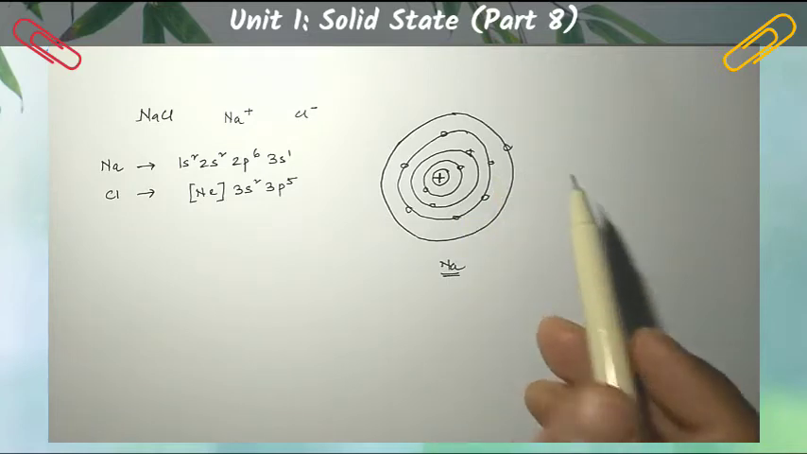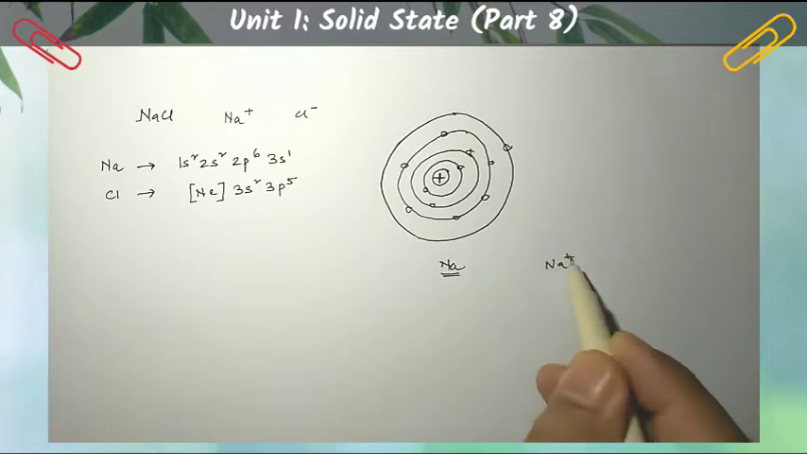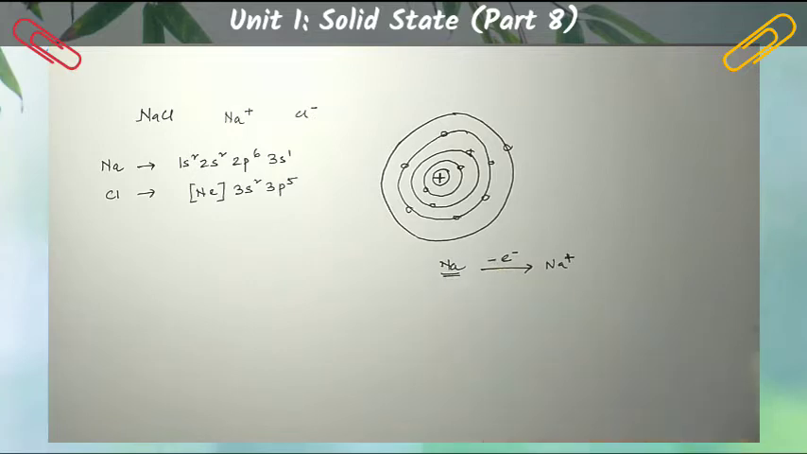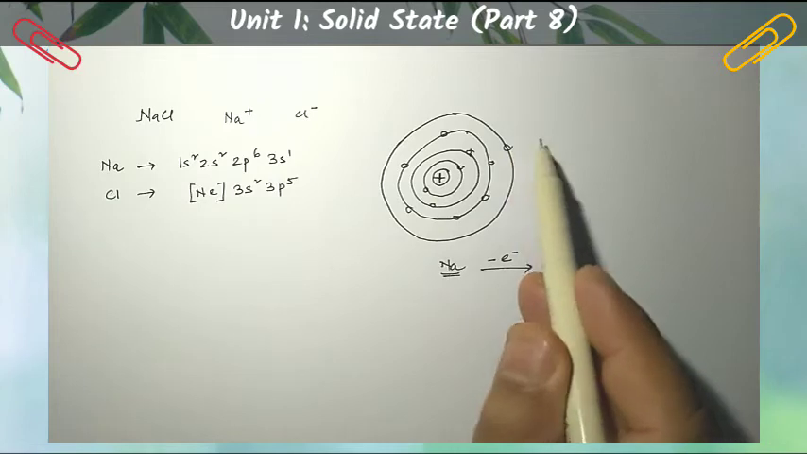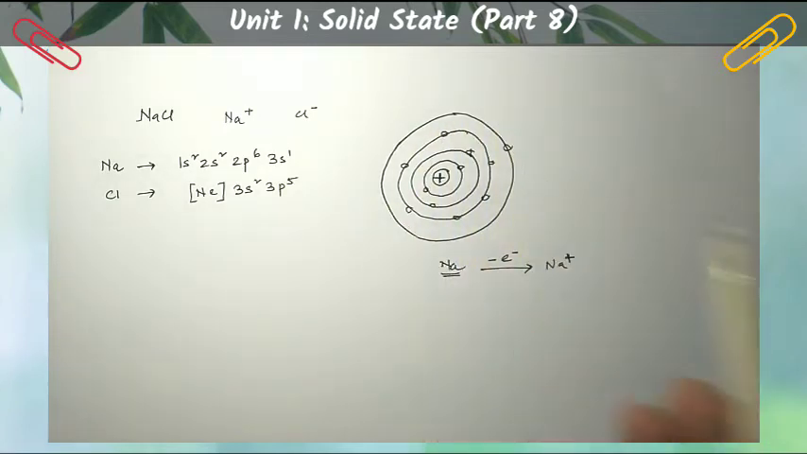When we remove 1 electron, it becomes sodium positive. So when we remove that 1 electron, what will happen? The outermost shell will vanish.